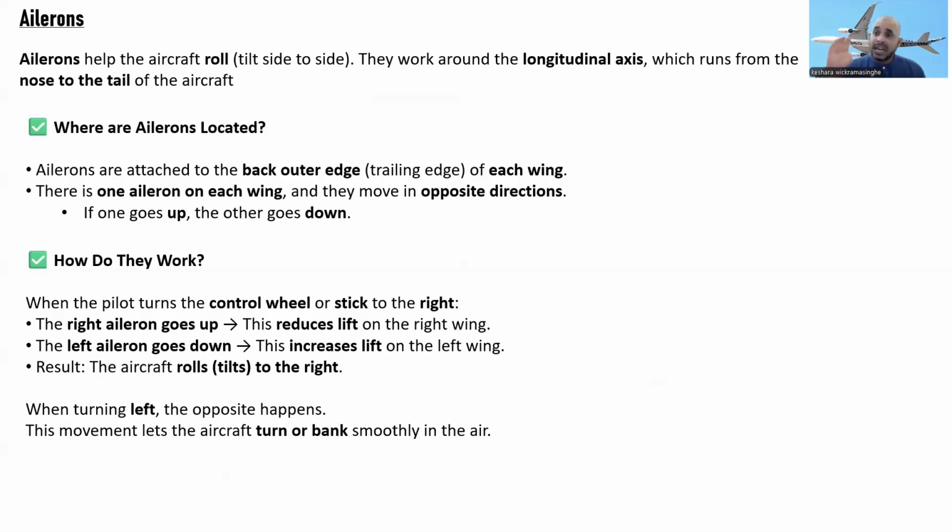This reduces lift on the right wing, and the left aileron goes down. This increases the lift on the left wing. As a result, the aircraft rolls, tilting to the right. That is the way. When turning left, it happens the opposite way: the left aileron goes up and the right aileron goes down. These movements let the aircraft turn or bank smoothly in the air.